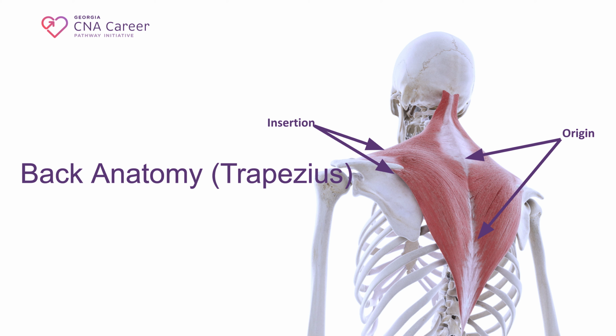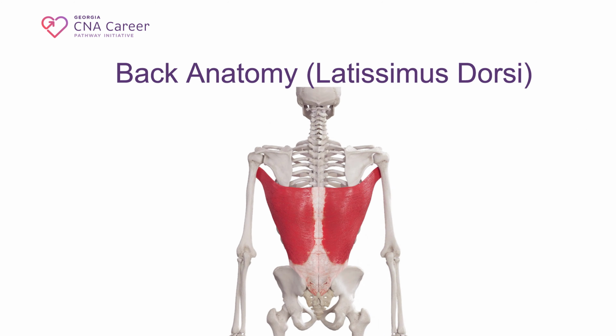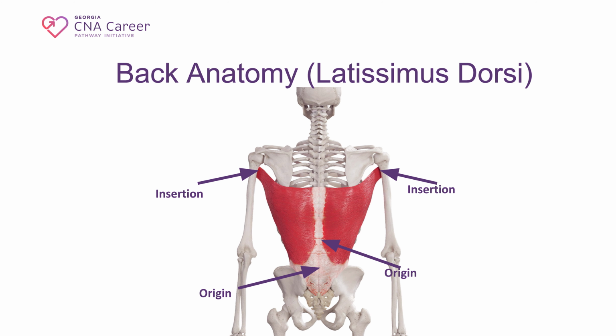A person can be seen using this muscle anytime they are lifting their arms laterally, shrugging their shoulders, or pulling on heavy objects. The latissimus dorsi is one of the largest muscles in the back. It originates from the thoracic and lumbar vertebrae. It is responsible for adduction, medial rotation, and arm extension at the shoulder joint. Lastly, it inserts at the intertubercular groove of the humerus.